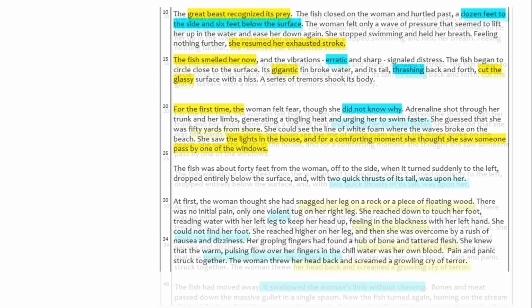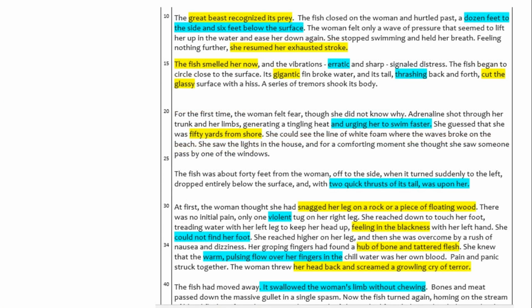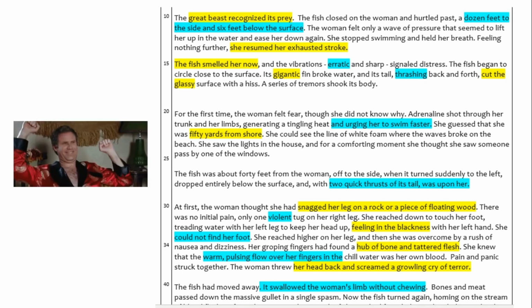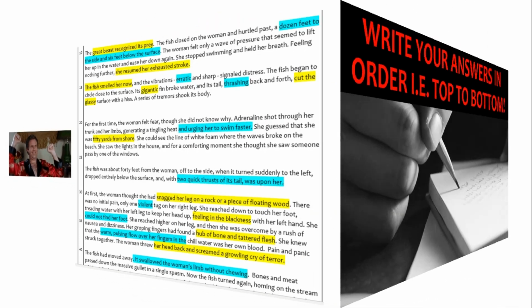So we're not looking for that. We're sort of looking for this. And you don't need as many quotes as this. I know I've done a lot of quotes, but the idea is the same. So please make sure that you do quotes from all parts of the extract.